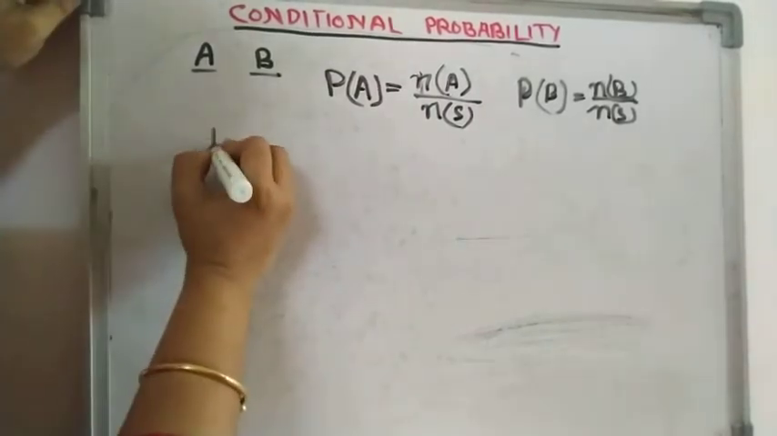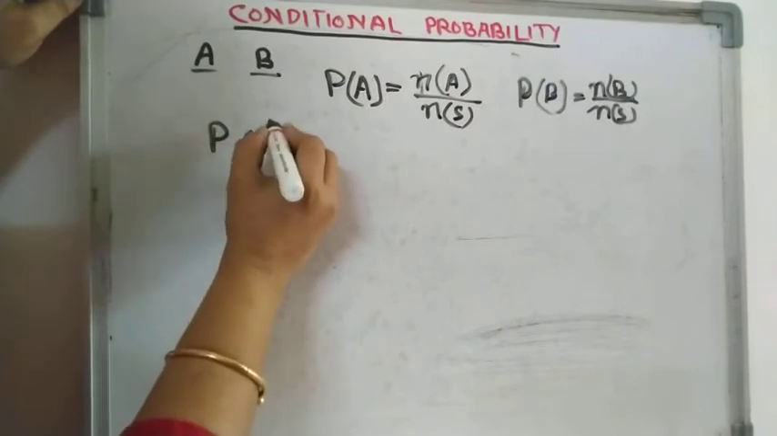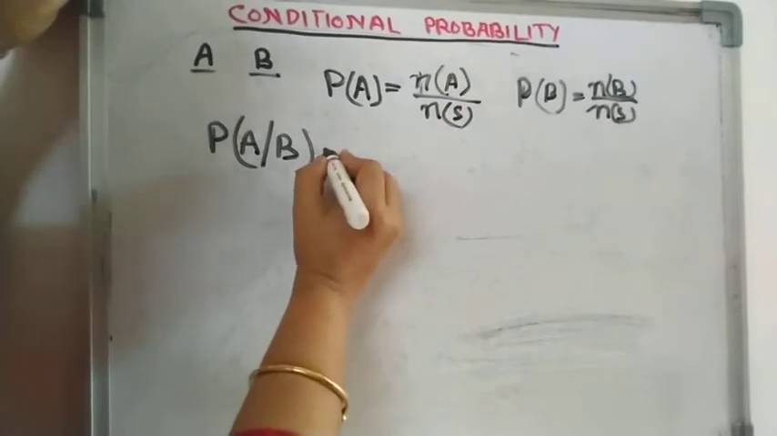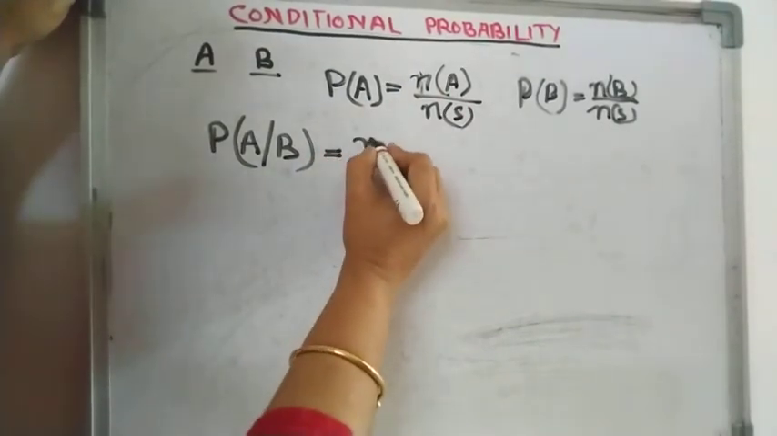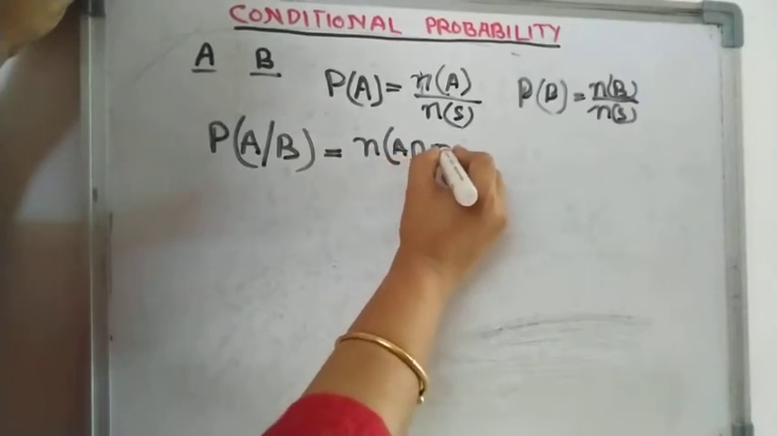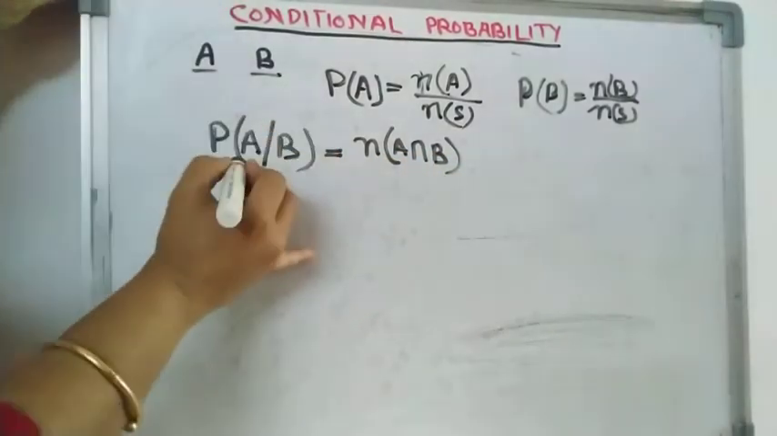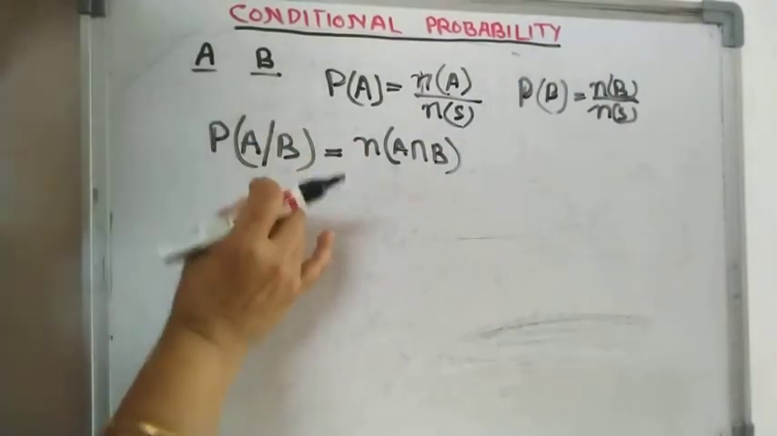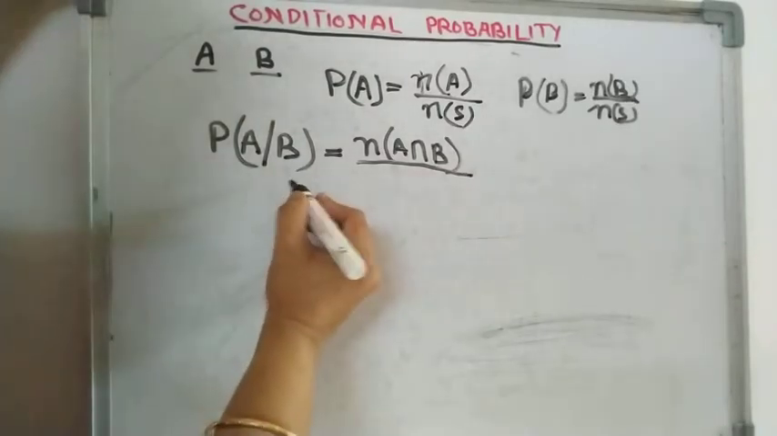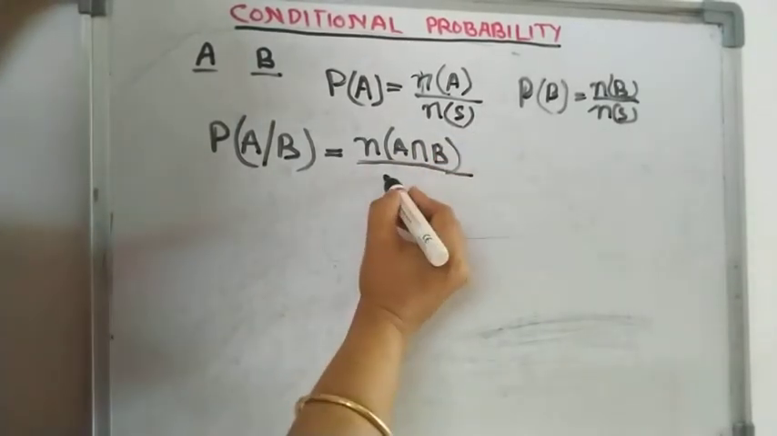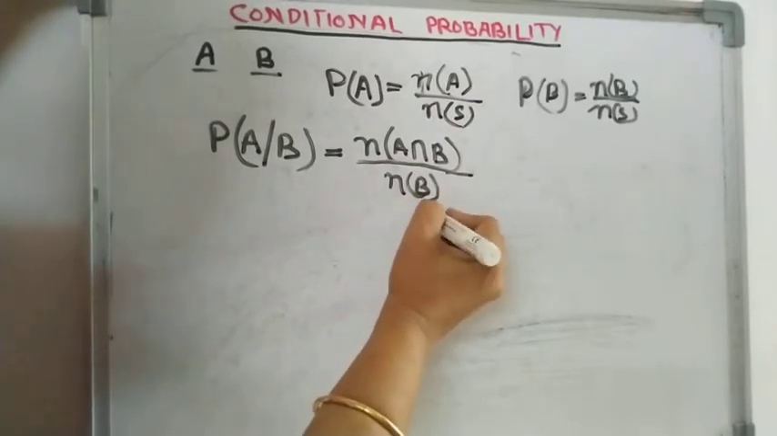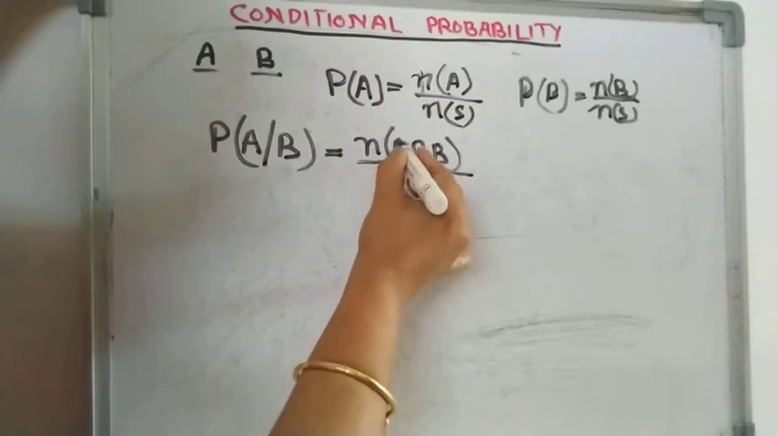Now the formula of conditional probability. Suppose we are asked to find probability of A given B. It is defined in this way: the number of cases favorable to A intersection B, because B has already happened. Now we are finding A, so it comes from the intersection part, and the sample space NS will be reduced to NB because B is given to us. So from B we try to find the A intersection B.